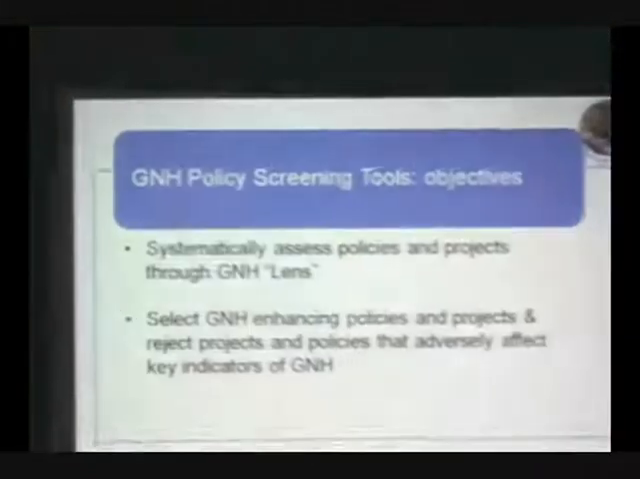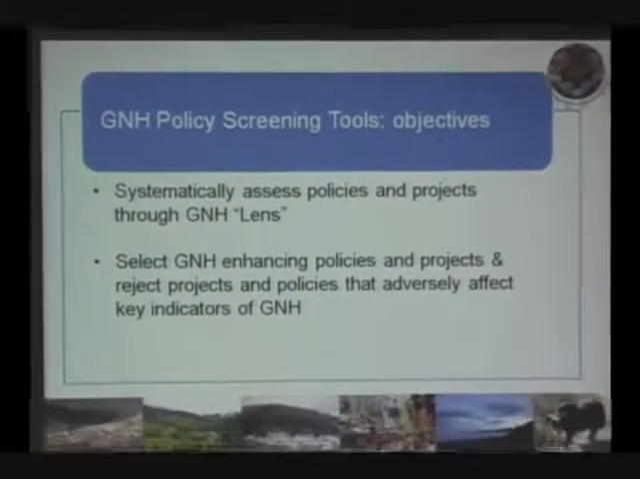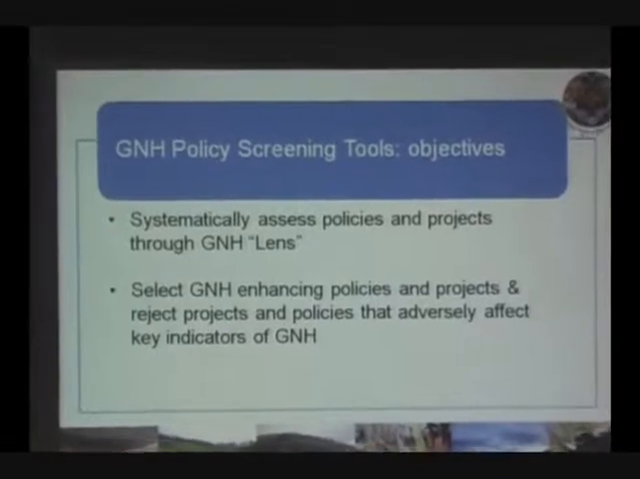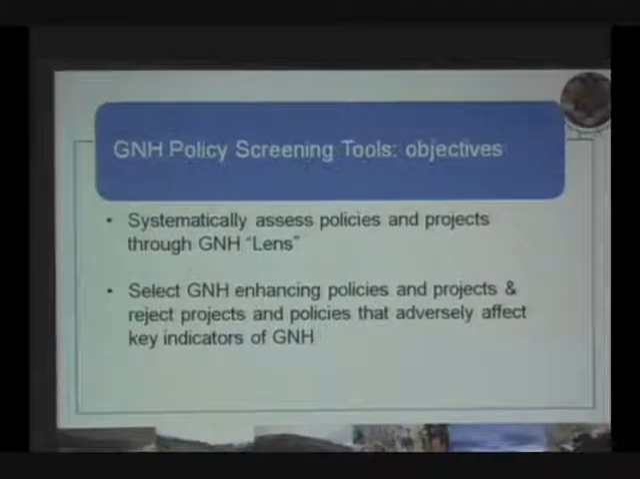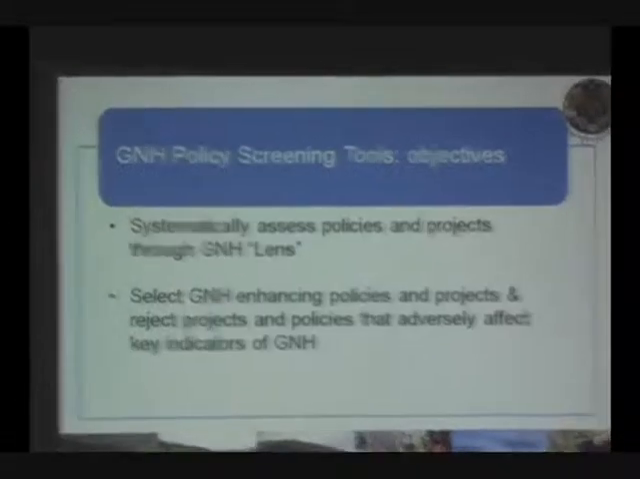Now, as I mentioned, when we make new policies, we need to have some tools to screen these policies. So we need a tool where we can do something ex ante, before. So we developed some tools which are related to the indicators. And the idea is these tools will help us systematically assess policies and projects through this Gross National Happiness lens, so to speak.